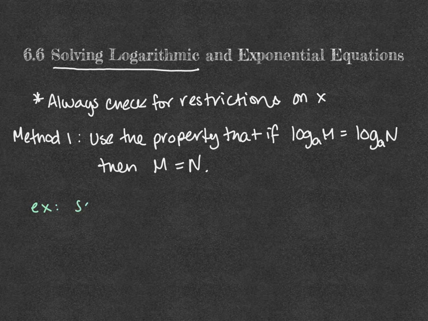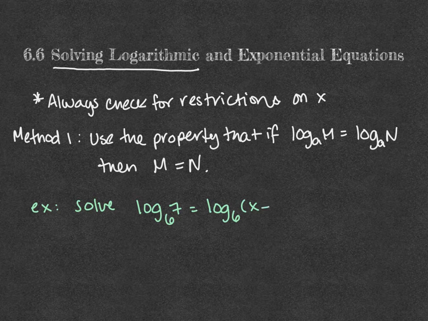So let's say we're asked to solve log to the base 6 of 7 is equal to log to the base 6 of x plus 2. So we want to start off the problem by noting the restrictions. So we'll do that over here to the side. The restrictions on x are going to come only for this expression right here, because what's going into this logarithm is a number, so there are no restrictions.